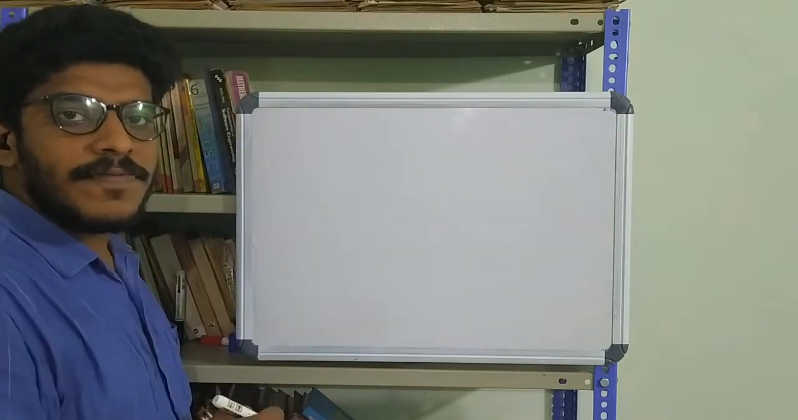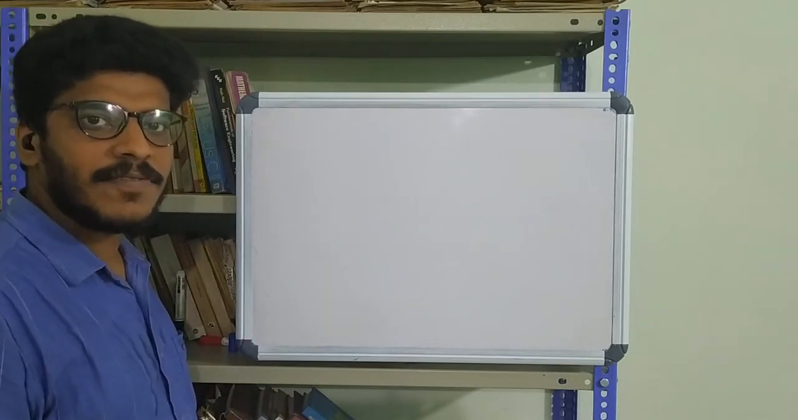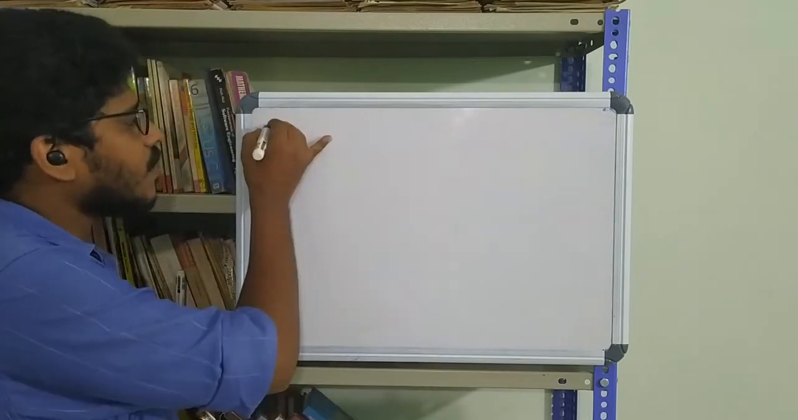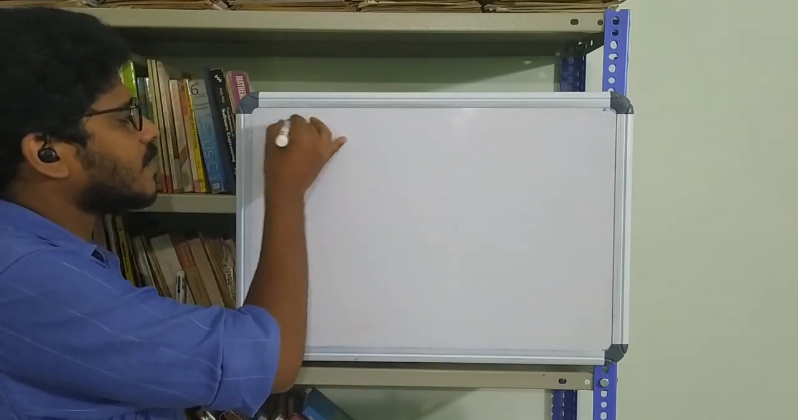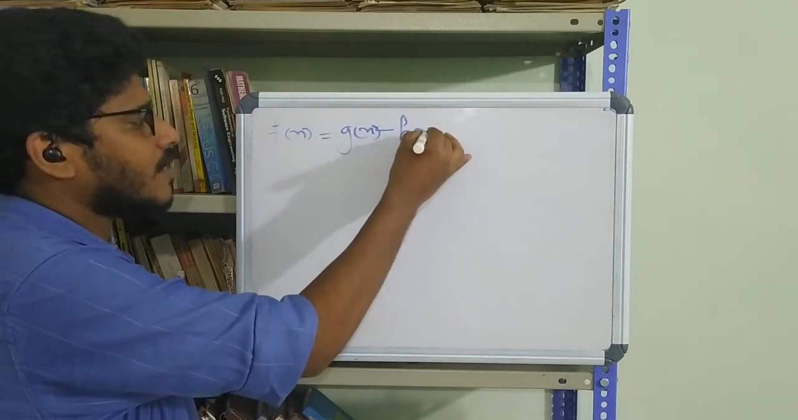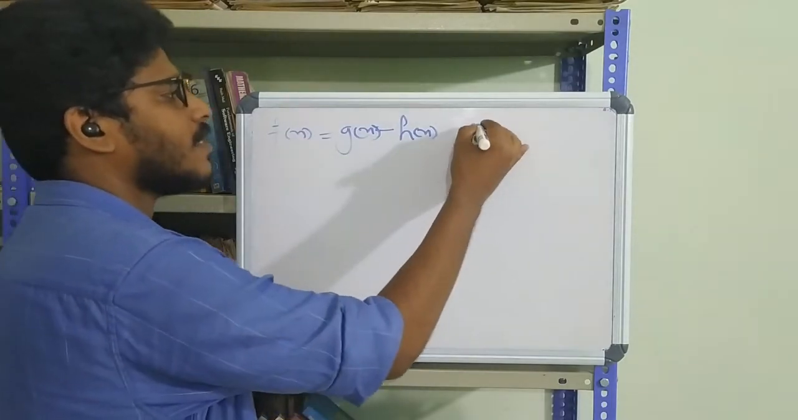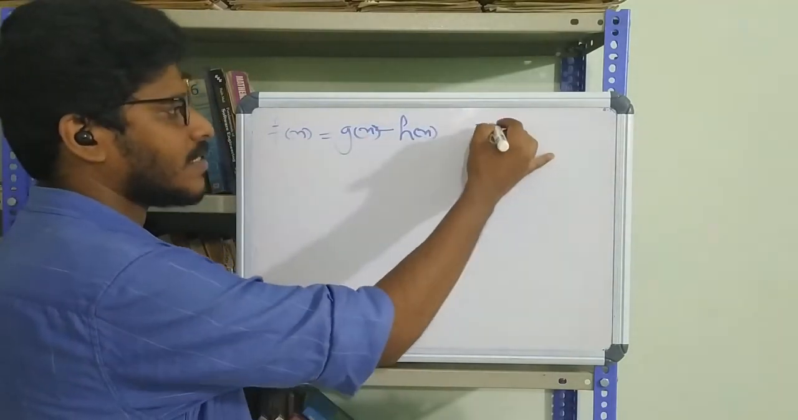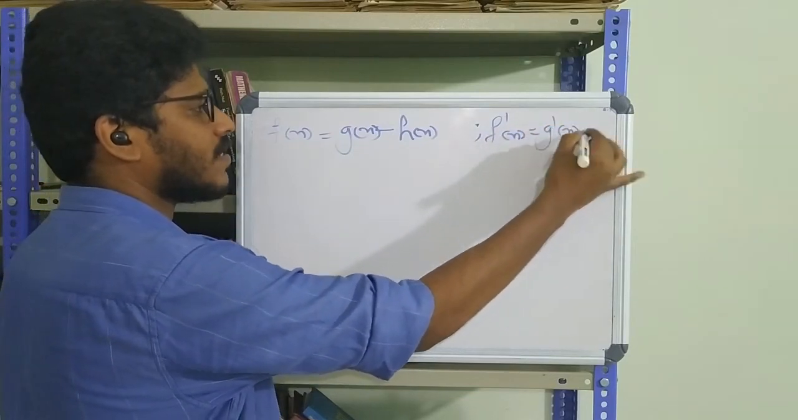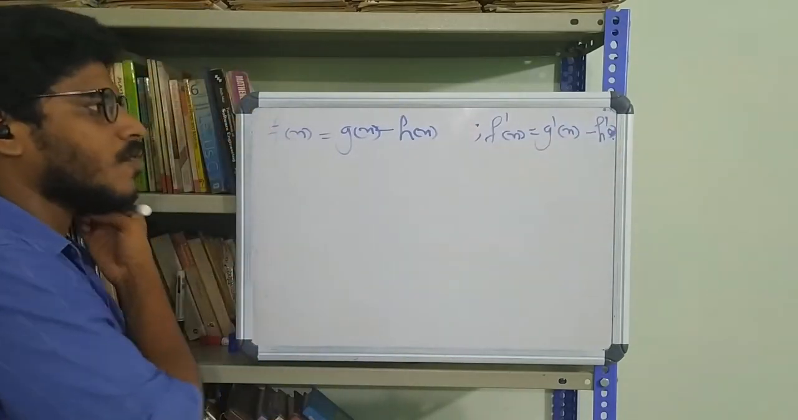See, all these rules of differentiation are actually derived from the very basic definition of derivatives. Let's see an example. Suppose f of x is given as g of x minus h of x. Then we have the rule for sums and differences as f dash of x equal to g dash of x minus h dash of x. Let's try to prove this.